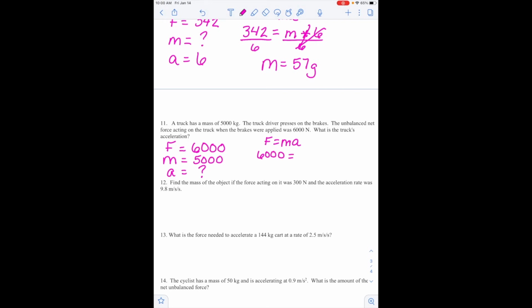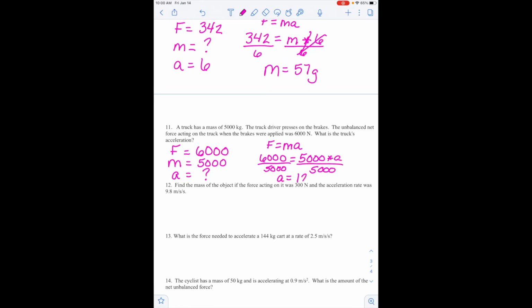6,000 is equal to our mass, 5,000, times our acceleration. We divide both sides to get A by itself. And A is equal to 1.2 meters per second squared.